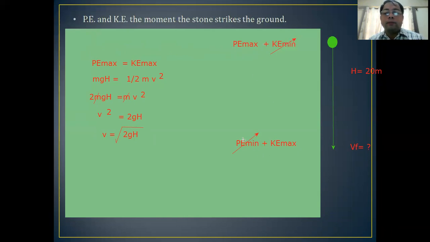Again, talking about PE1 to be the minimum and KE1 to be the KE maximum at the bottom. PE2 to be the maximum potential energy at the top, plus KE2 at the top, which is already zero. So the total energy at any level can be added up, and we can simply equate that. Again, this is a very simplistic way of understanding energy conservation.